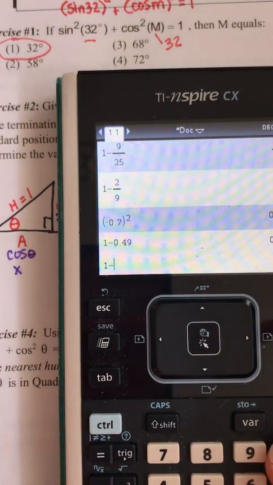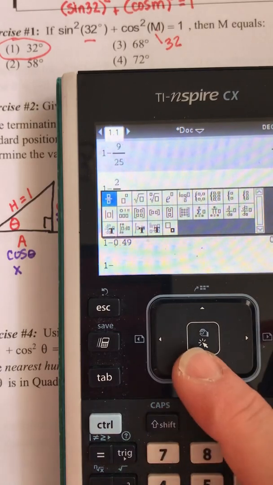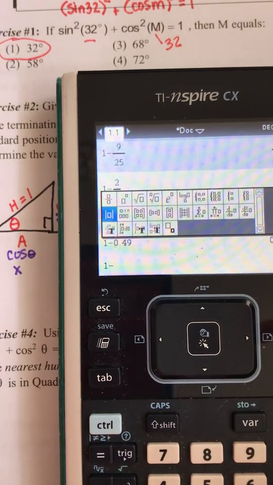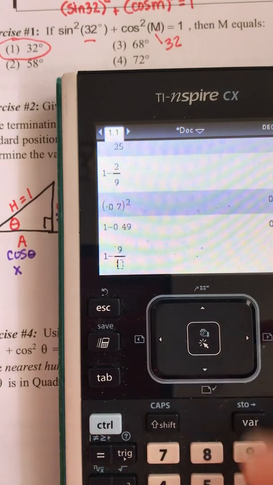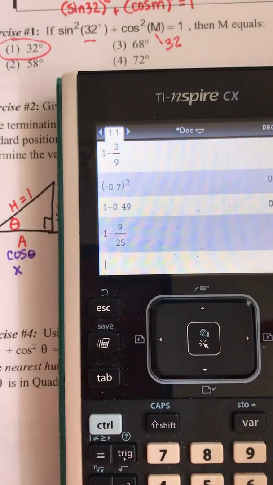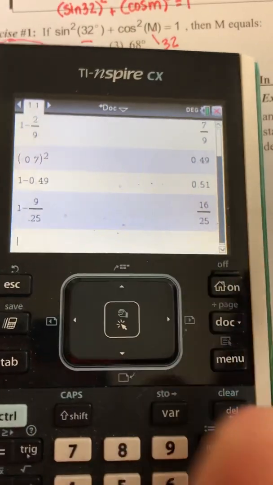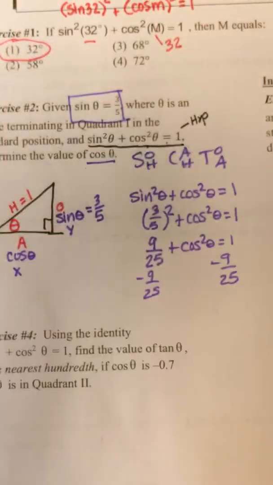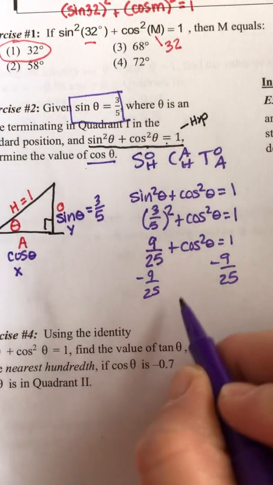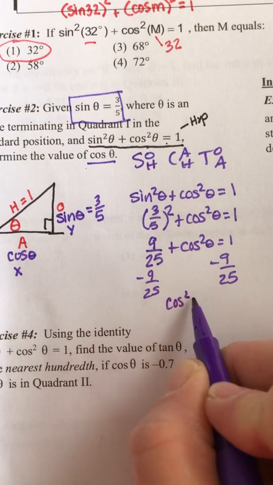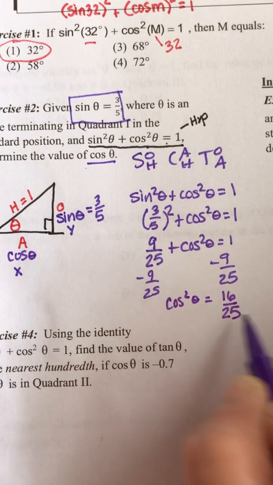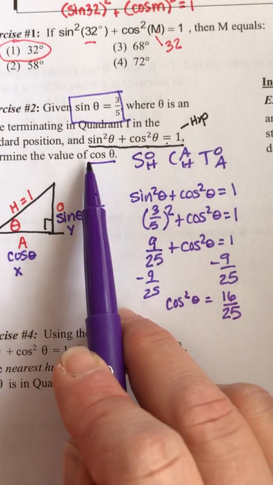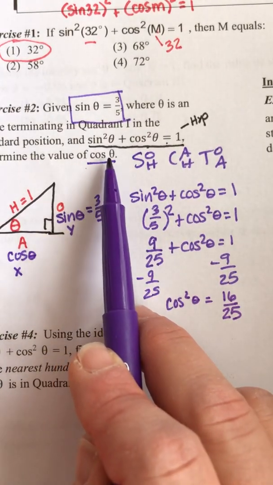1 minus the fraction 9/25. And I get the answer of 16/25. Good. So the cosine squared of our angle equals 16/25. Now, they didn't ask me to find the cosine squared. They asked me to just find the cosine.